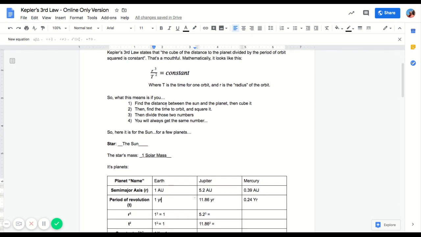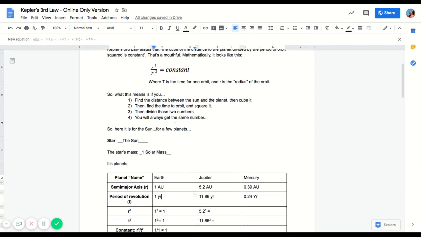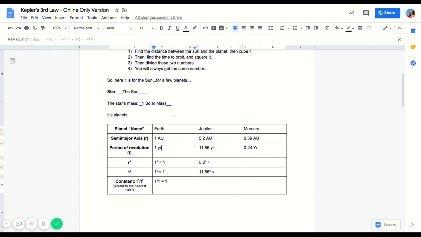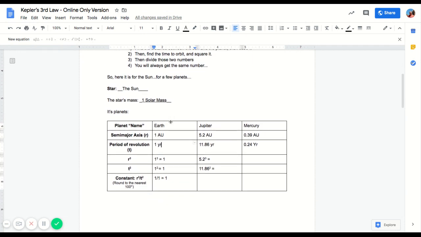And that's what that is saying down here. Find the distance, cube it, find the time, square it, divide the two numbers. You always get the same number. So here it is for the Earth, or sorry, for the sun. And if we're in these units, it's actually pretty easy.